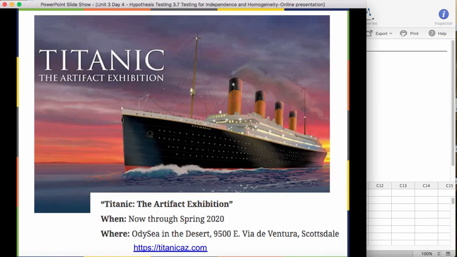Now, talking about the Titanic, in Maricopa County there currently is an artifact exposition from now into spring 2020 on the Titanic. If you're interested, the website is TitanicArizona.com. Many of the objects that were recovered from the disaster, and some actual stories about the passengers and crew members who were on the Titanic, are on display at the Odyssey in the desert.